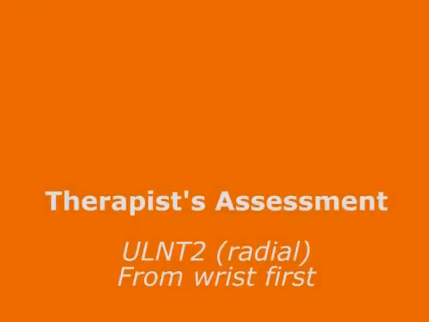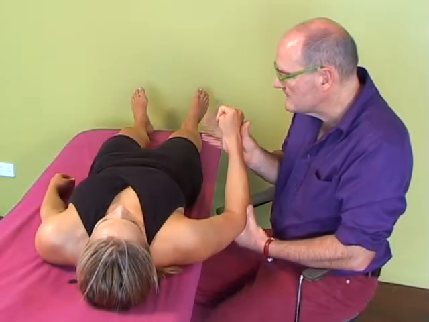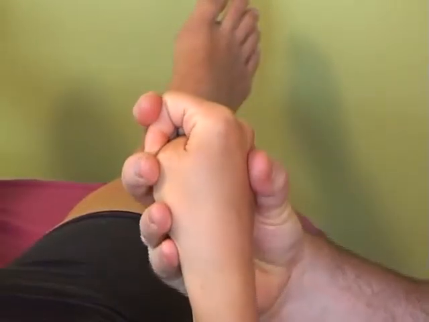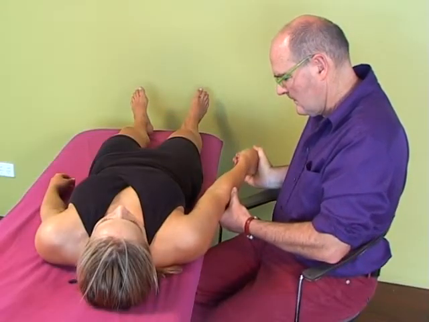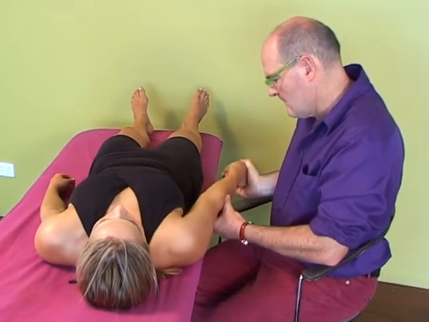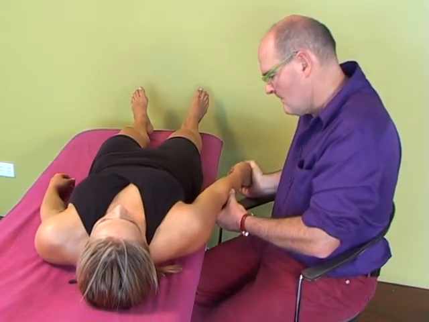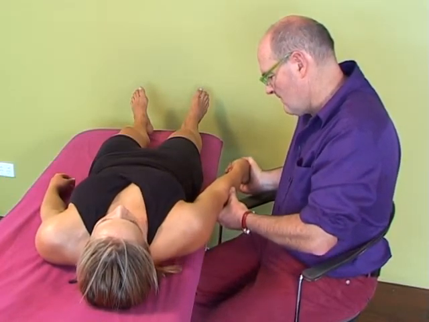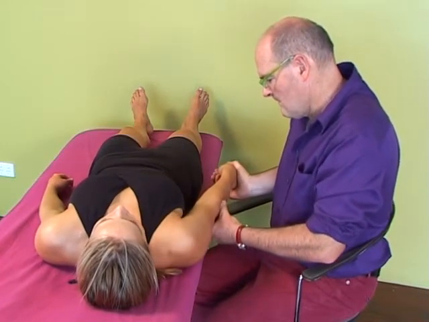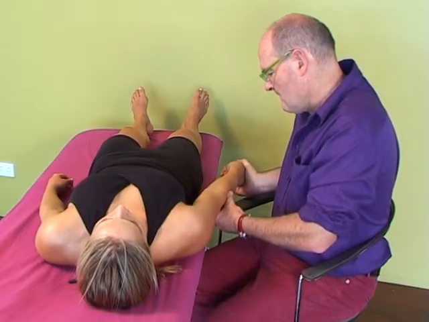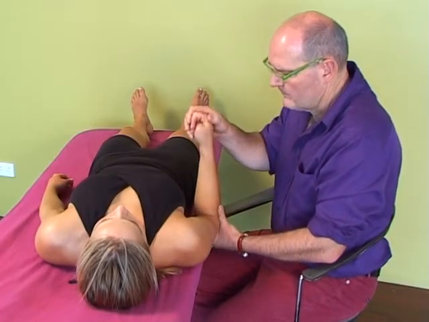Therapist assessment. ULNT2 radial from the wrist first. Notice Claire is holding her thumb, ulnar deviating her hand, extending the elbow, and now depression. This would be an appropriate technique, using order of movement principles, for a radial nerve-based problem at the wrist. Symptoms that are worse on depression should make you suspicious of a neurogenic component.